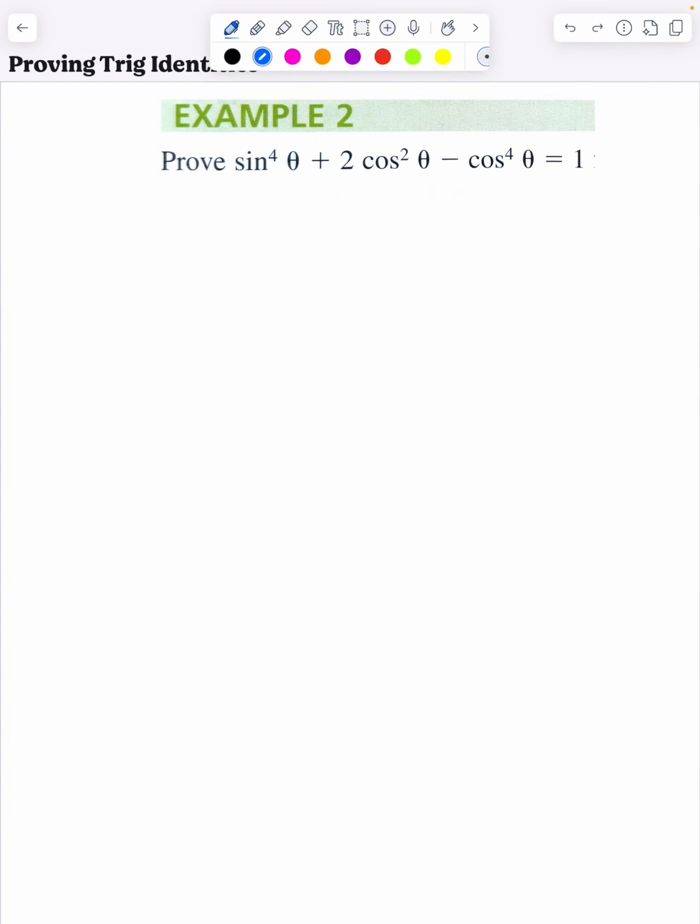The question is to prove sine to the fourth theta plus 2 cos squared theta minus cos to the fourth theta equals 1. And we're going to begin with a review. And the review that we're going to do is how to factor a difference of squares.